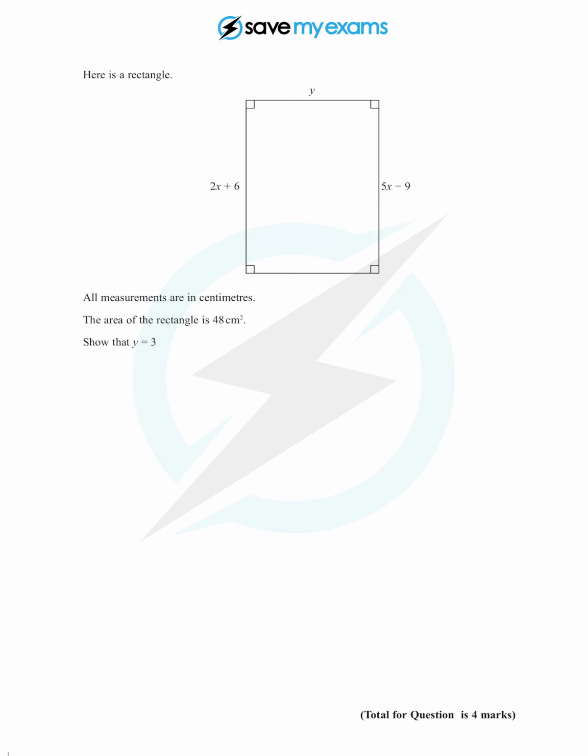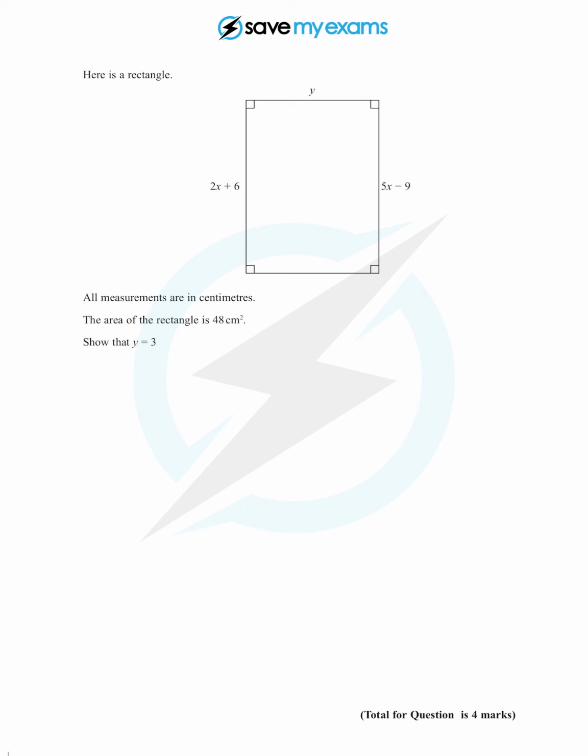Here, says the question, is a rectangle. Yep, there it is. Okay, 4 right angles and, well, we've got some x's on these two sides, a y on this side. Let's see what it says. All the measurements are in centimetres.